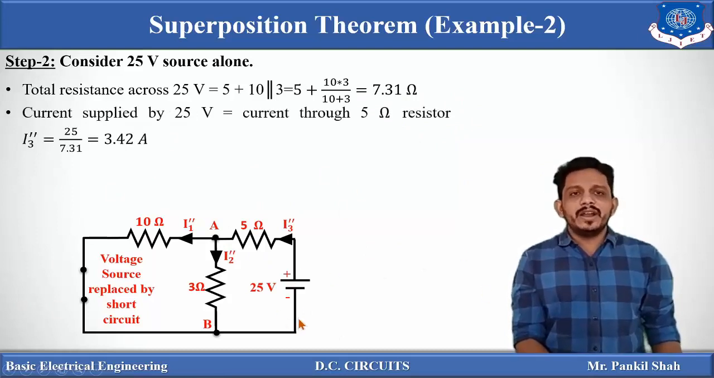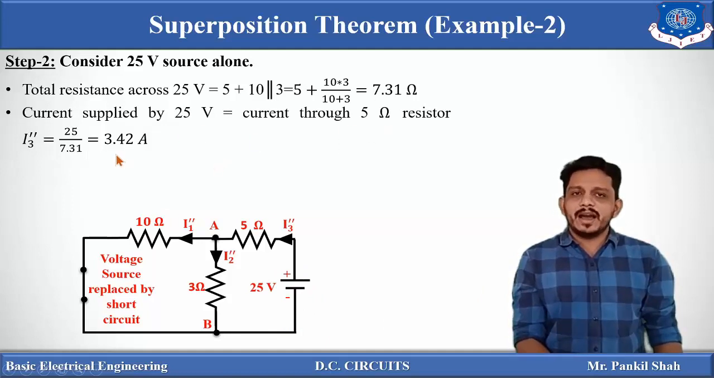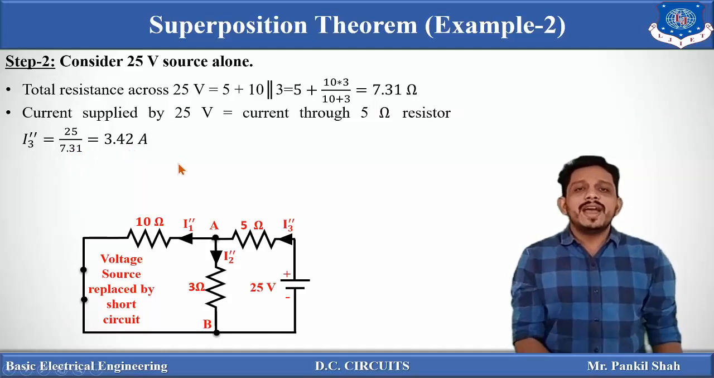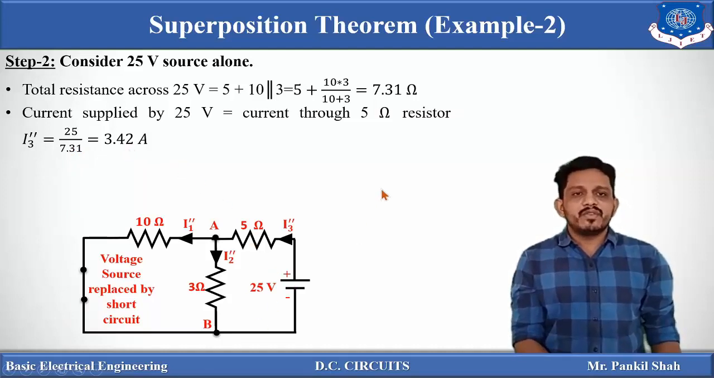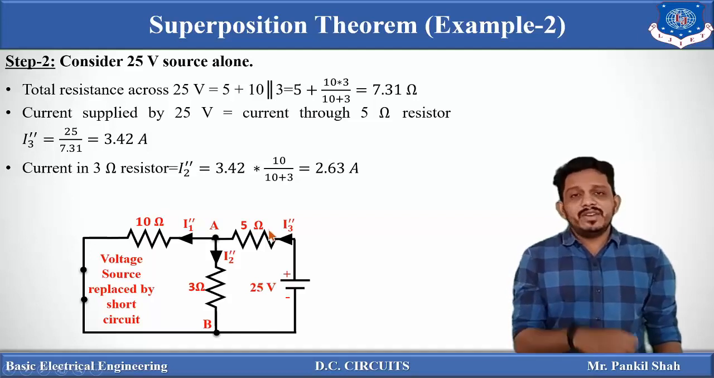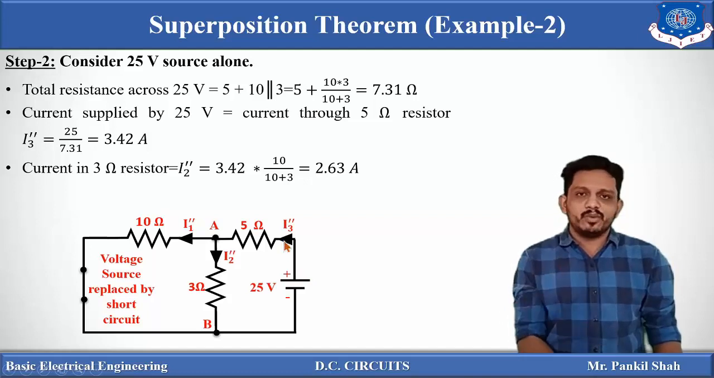Now if you want to find the total current drawn from this source, then it will be V by R. V is nothing but the 25 volt, and the resistance we have obtained here is 7.31. So it will be 25 upon 7.31, which gives you 3.42 ampere. This is the current drawn from this source, and this current is nothing but the 5 ohm current, that is I3 double dash. Now this current has the opposite direction, so we will subtract from the previous one because both are in the opposite direction.